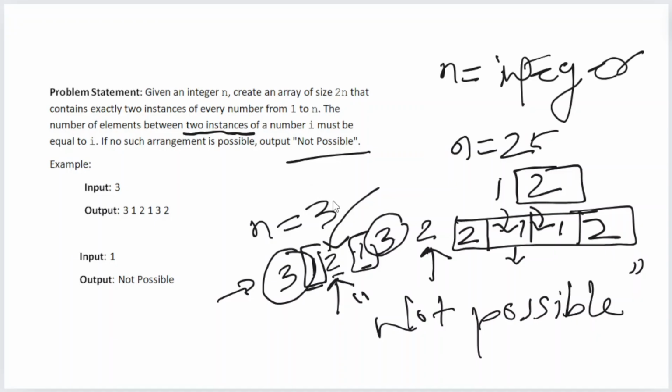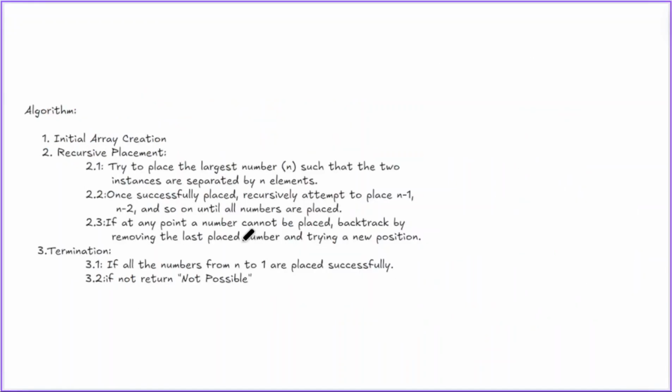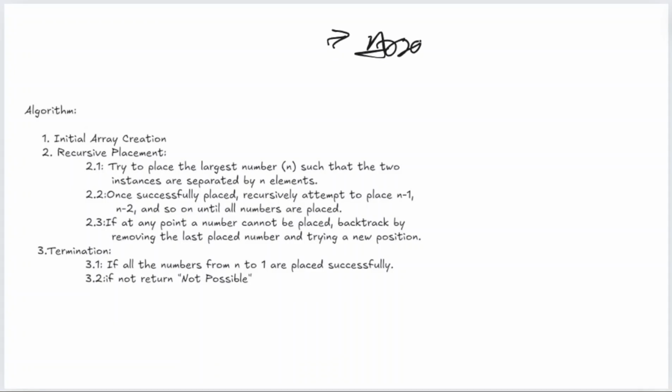So now we'll move on to the algorithm for the question. For the algorithm, first we'll start with an array creation, and the size of that array will be 2n, where n is the input that will be coming to us through the console.